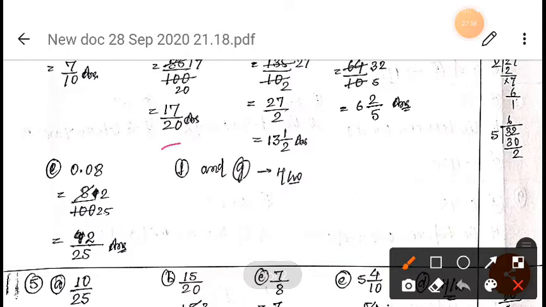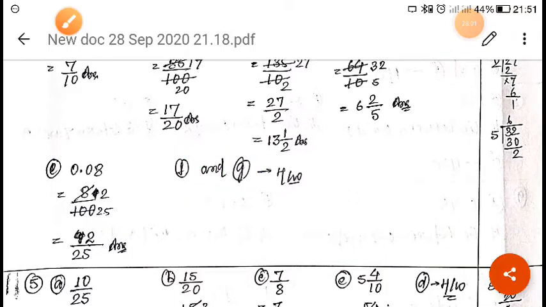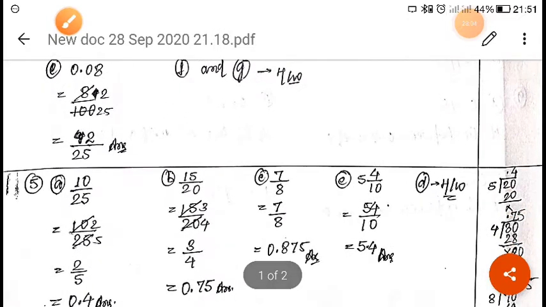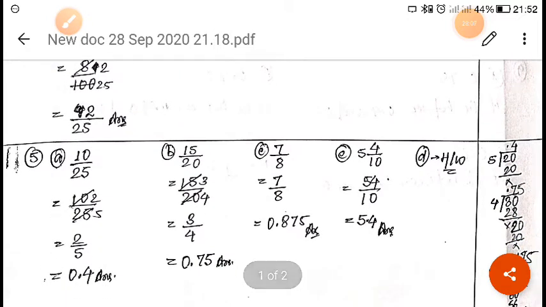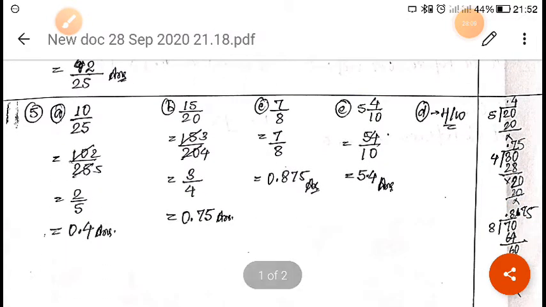Now next, question number F and G is your homework. Try to do it at home, right? Now next is question number 5. Convert the following into decimal. So it is very easy. We have to convert this into a decimal.